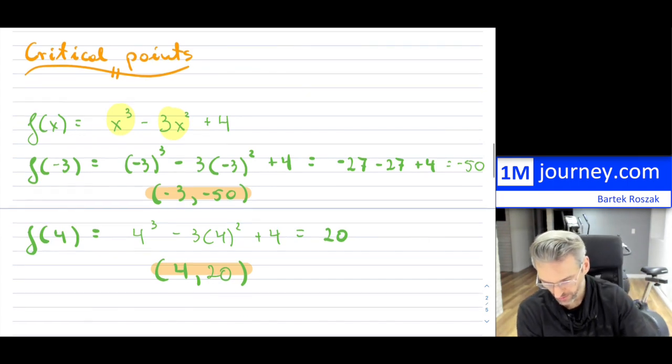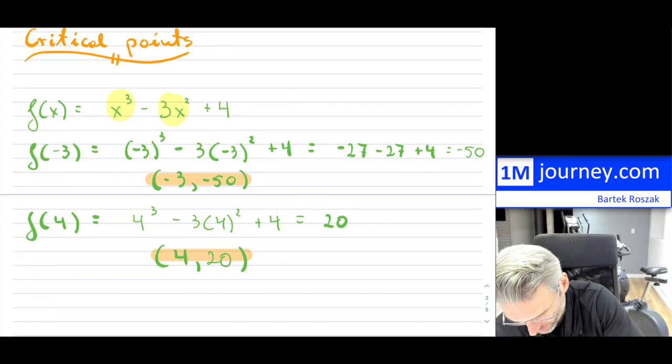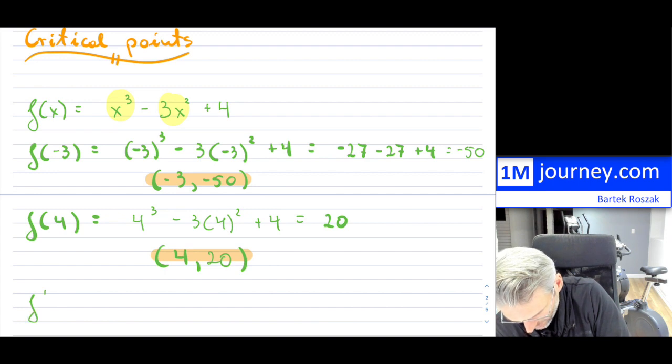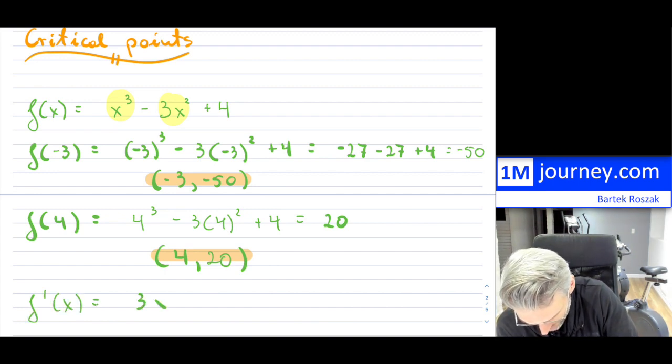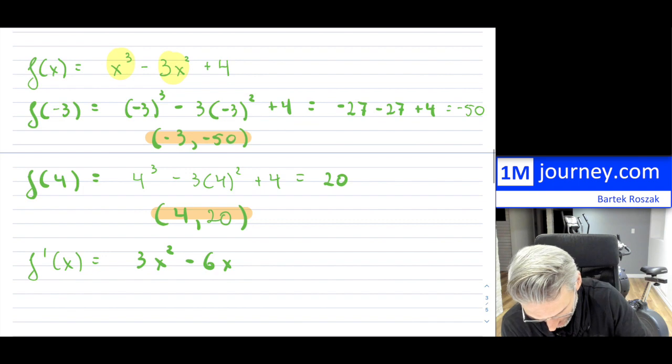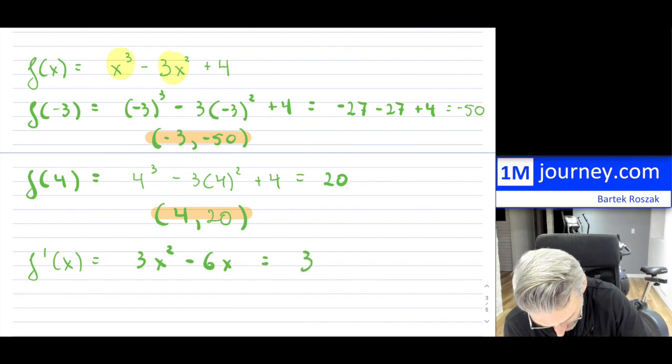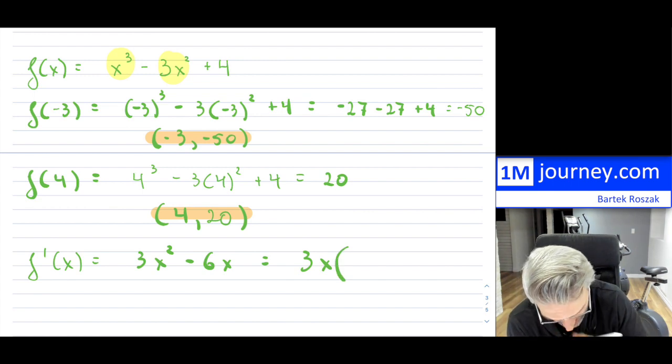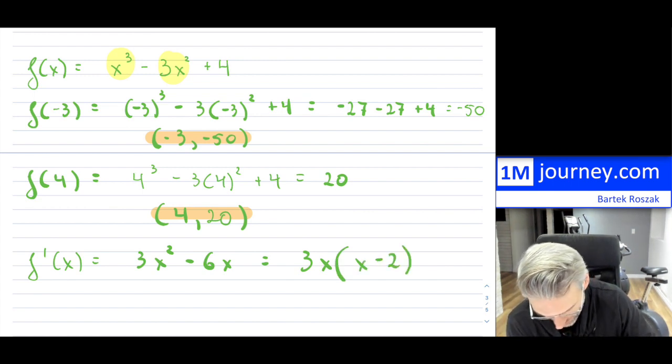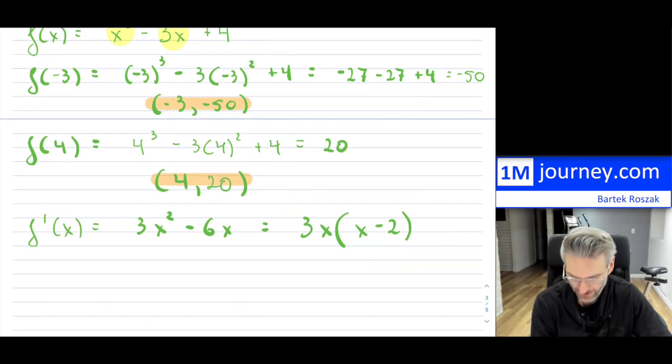Now the other critical points, we have to take the derivative. The derivative that we're going to get is going to be 3x squared minus 6x and then 0. Now I can actually simplify this. This factors out pretty nicely. So 3x, take that out, times x minus 2. Okay, so that's my derivative right there.